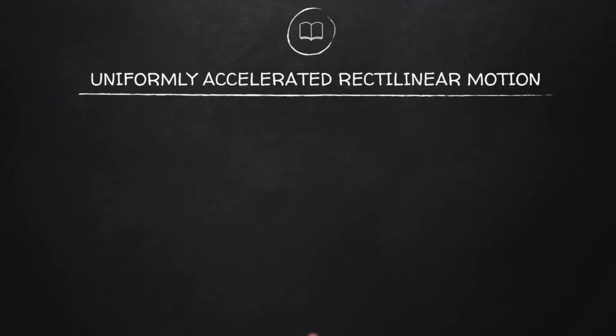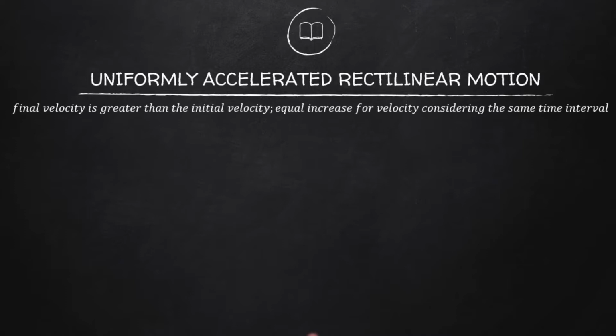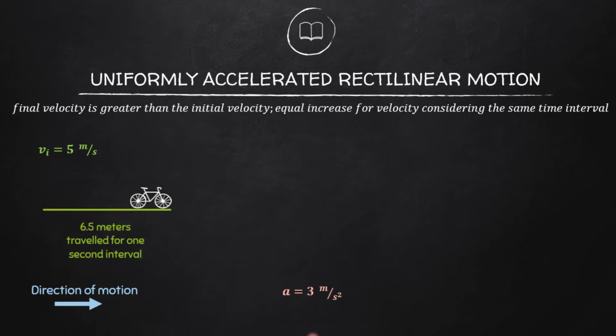The uniformly accelerated rectilinear motion is the type of motion wherein the final velocity is greater than the initial velocity, and there is an equal increase for velocity considering the same time interval. Consider this biker, and its direction of motion is again going to the right. It will have an initial velocity of 5 meters per second, and the acceleration now will be positive 3 meters per second squared. After 1 second, the biker has traveled 6.5 meters. And by that time, at the end of this interval, its final velocity is equal to 8 meters per second.